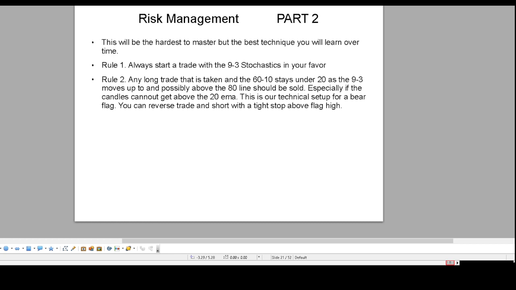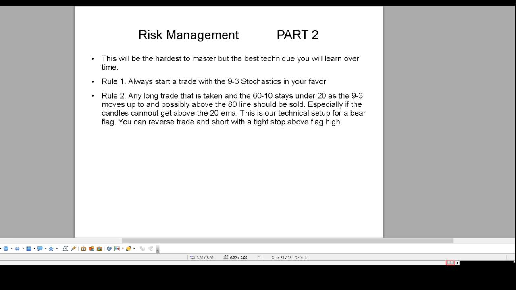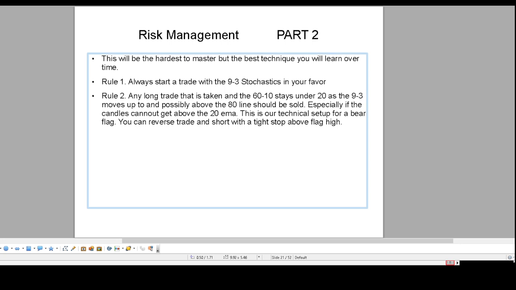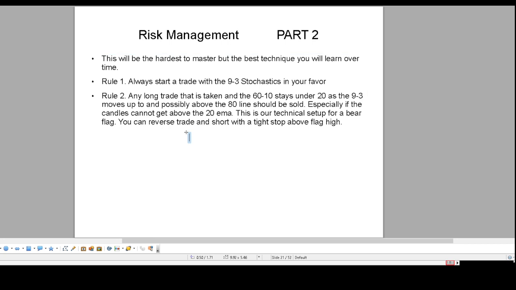There's a lot of rules that I use. Again, I'll send this, and it will be available to you if you want. Candles cannot get above the 20. There we go. Rule number 1: start to trade with the 9-3 stochastics in your favor. If you're on the buy side, you want to make sure they're coming off the 20 or coming off the lows and pushing up. If you're on the sell side, you want them coming down off of 80 and heading down, the 9-3.